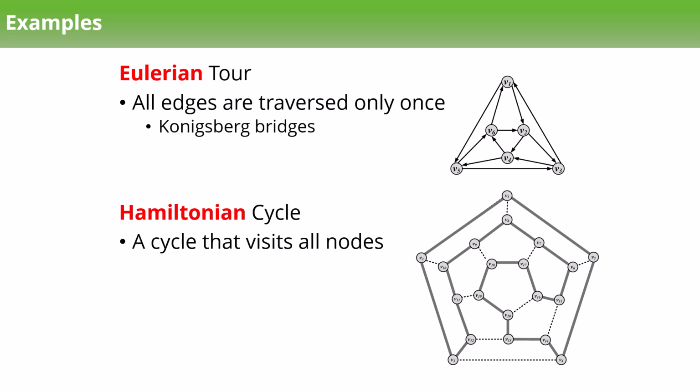Students may often confuse these two. So the Eulerian tour focuses on the edges and Hamiltonian focuses on the vertices. In Eulerian, every edge is visited exactly once. In Hamiltonian, every node is visited exactly once.